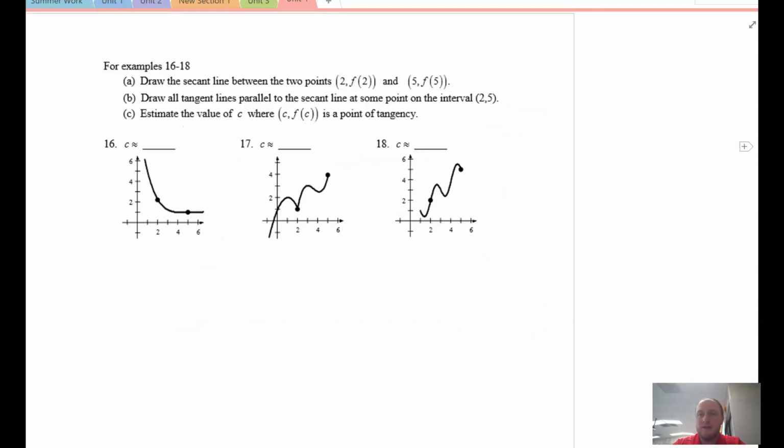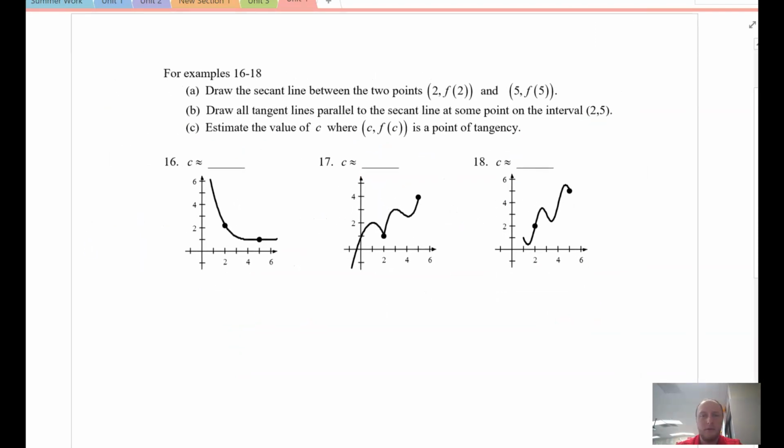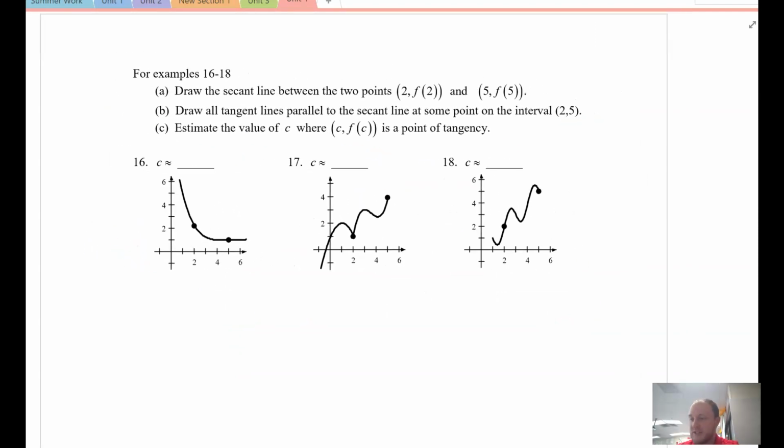Here are examples 16 and 17, and here we're going to do the same idea. They tell us to draw the secant line between the 2 points, 2, f of 2 and 5, f of 5. So here is my secant line. And then I want a tangent line. So that's kind of here, and that's at c approximately 3.